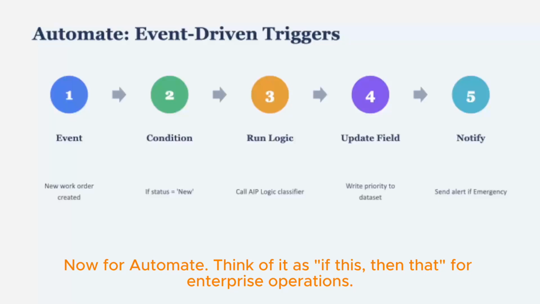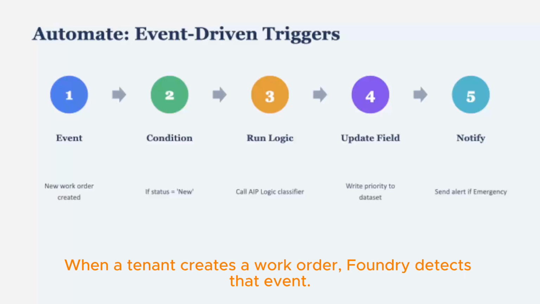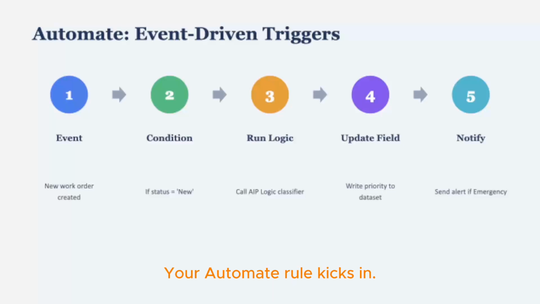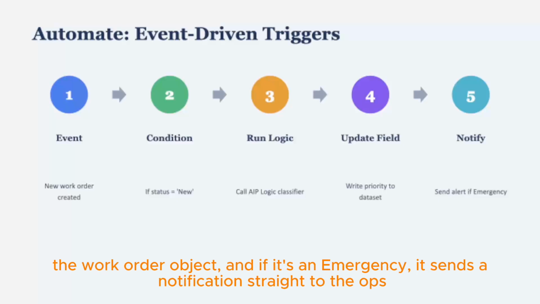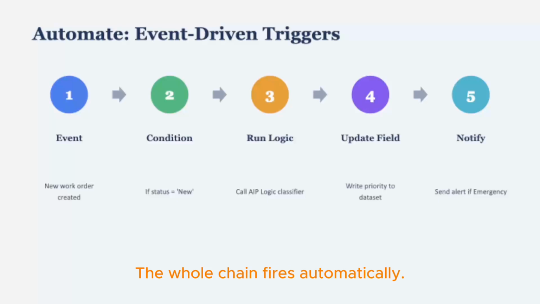Now for Automate. Think of it as if this then that for enterprise operations. When a tenant creates a work order, Foundry detects that event. Your Automate role kicks in. It calls the AIP logic function, reads the description, gets back a priority, updates the work order object, and if it's an emergency, it sends a notification straight to the ops team. The whole chain fires automatically. Nobody had to click anything.